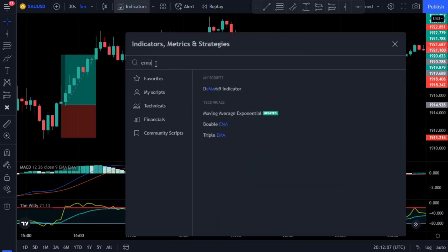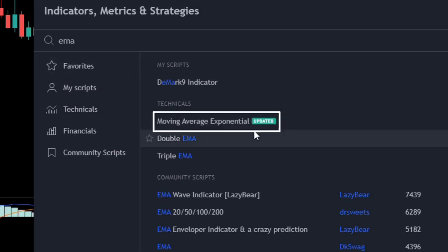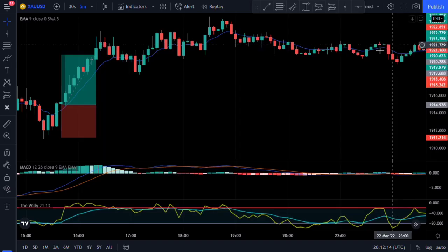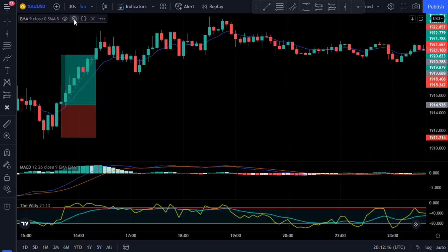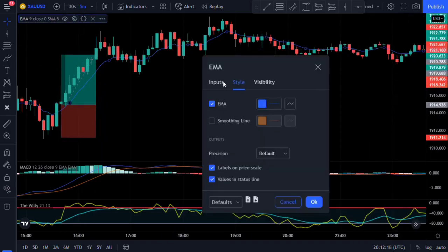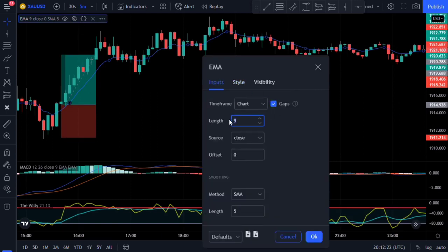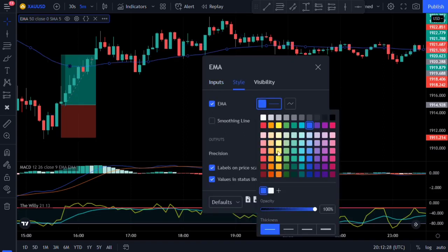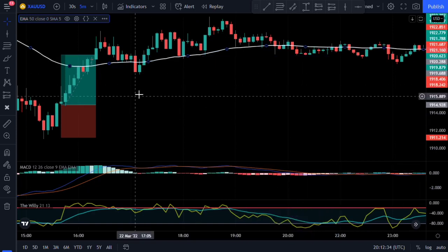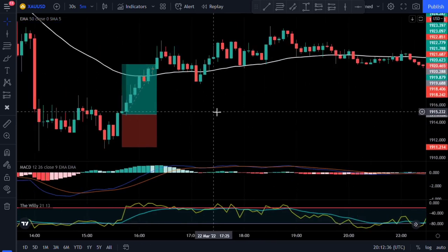We search for the indicator EMA. We add this to the chart. Then we go to the indicator settings. We change the numbers from the inputs section. We change the number 9 to 50. Then I change the color and increase its thickness, so that it looks better. Okay, our strategy is complete.